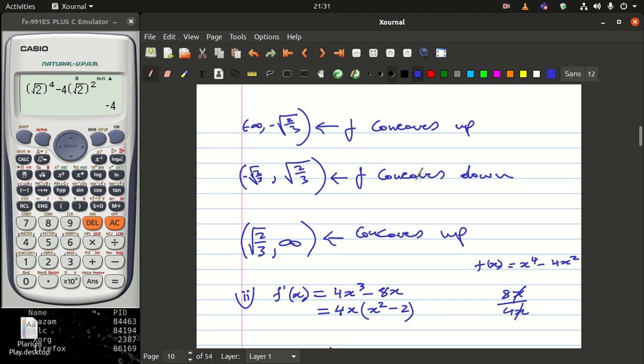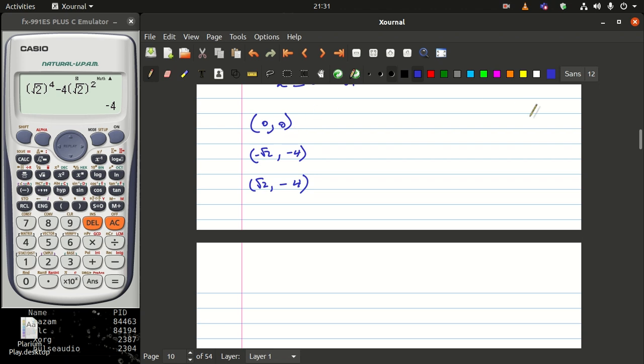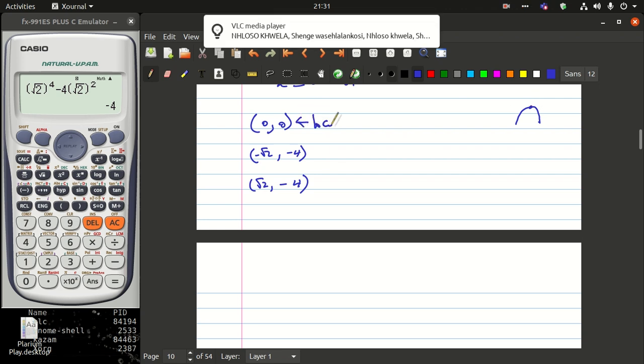And this interval is saying we have concave down. Concave down is like this. So 0 is somewhere there. Therefore, this one is a local maximum, because we have concave down.